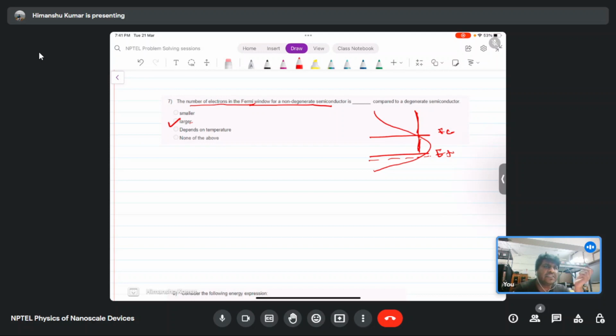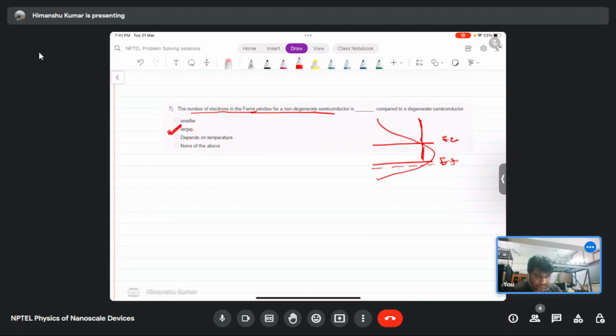So basically the total number of electrons is constant. You need to calculate the density of states of electrons. If the density of states is higher, then your number of electrons will be less. If your density of states is small, then your number of electrons in the Fermi level will be large. So this answer will be large.